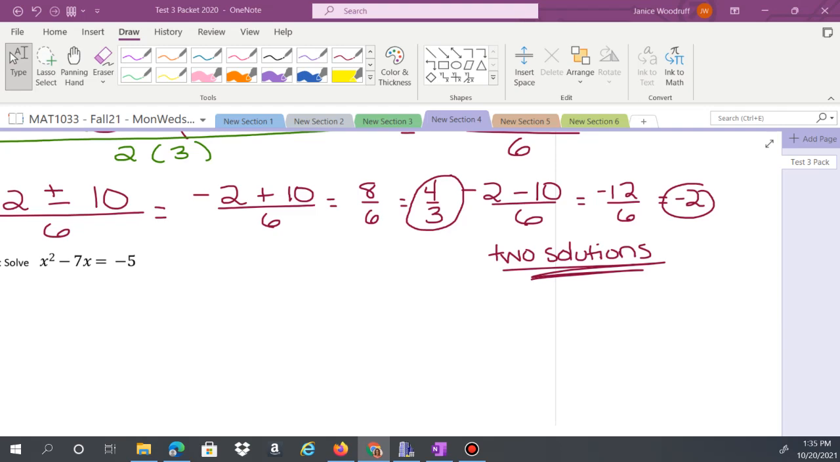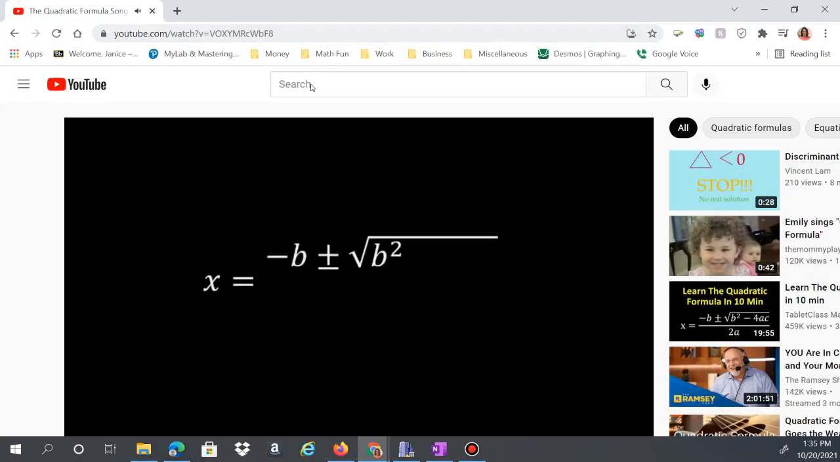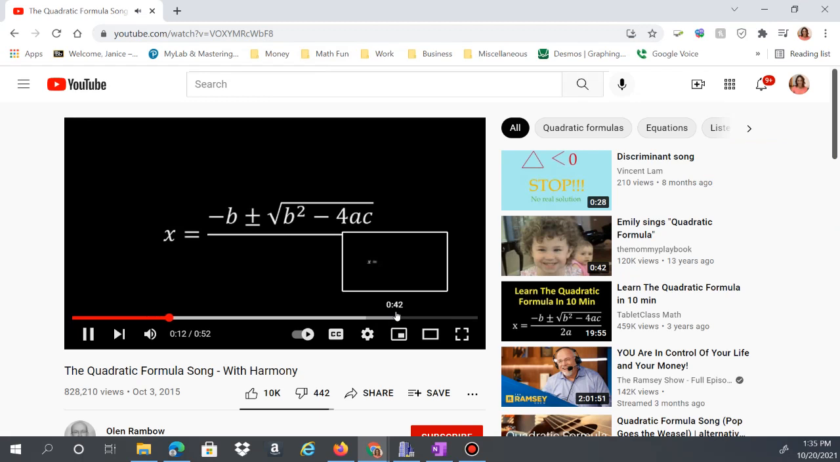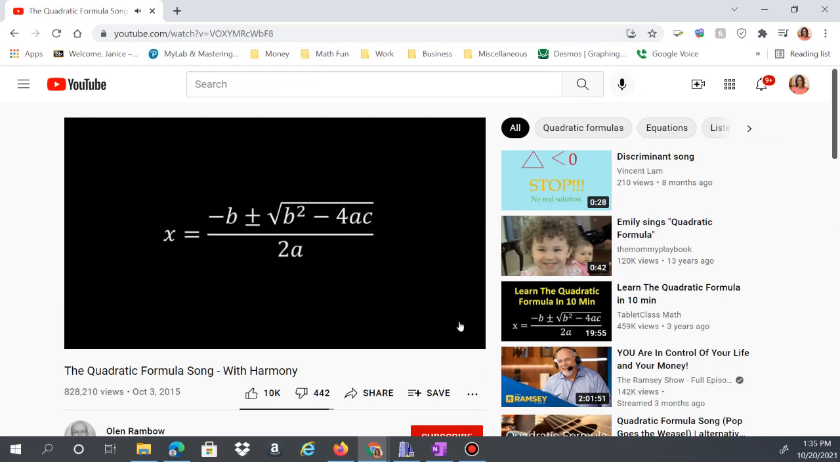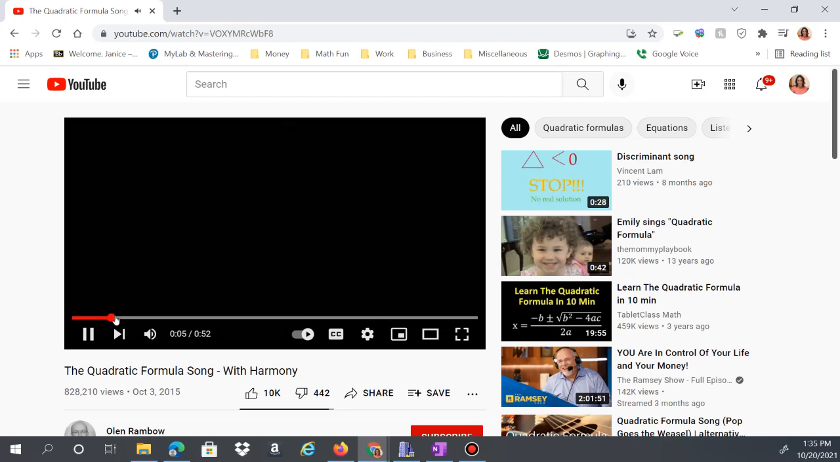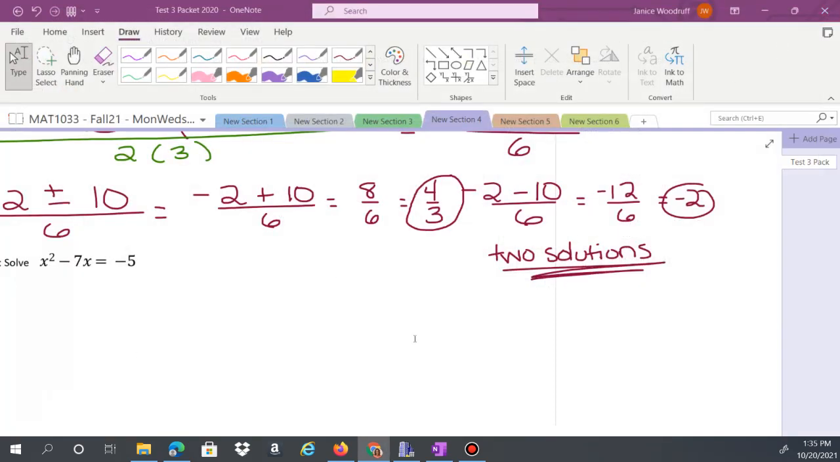X is equal to negative b plus or minus the square root of b squared minus 4ac all over 2a. Just to help you remember. X is equal to negative b plus or minus the square root of b squared minus 4ac all over 2a. All right, there you go, to help you remember. Just search quadratic formula song in Google.